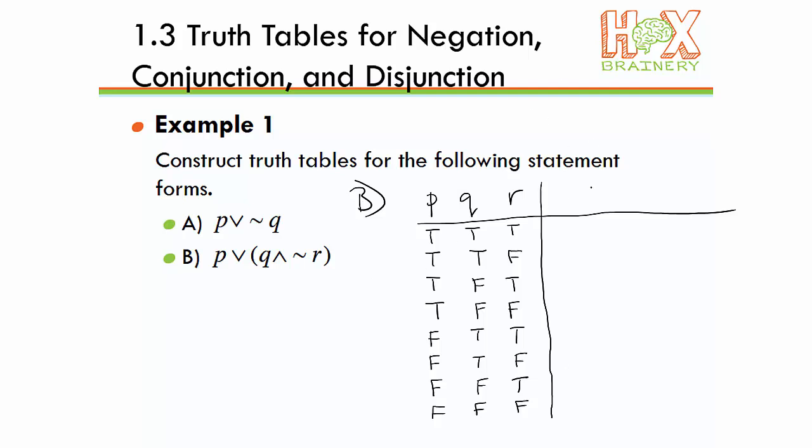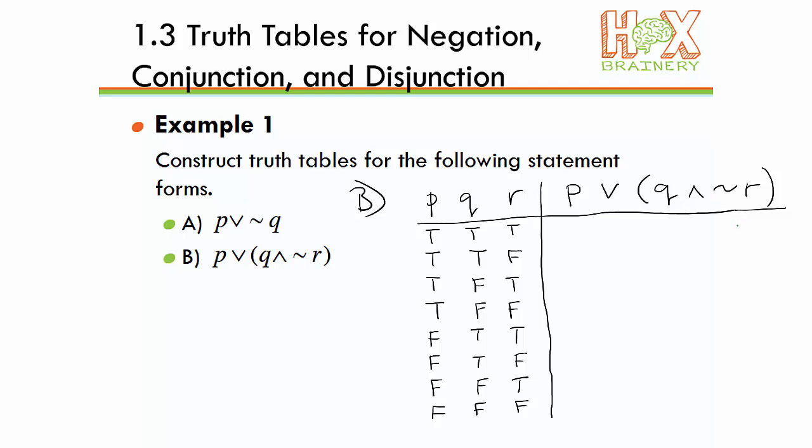And then we're going to copy down the statement form that we're working with: P or, in parentheses, Q and not R. Oh, I said P and, that's P or. All right, so we're going to work our way from inside the parentheses out. Order of operations tells us to work with the stuff inside the parentheses first. And inside the parentheses, we have both a conjunction and a negation. The negation comes before the conjunction.